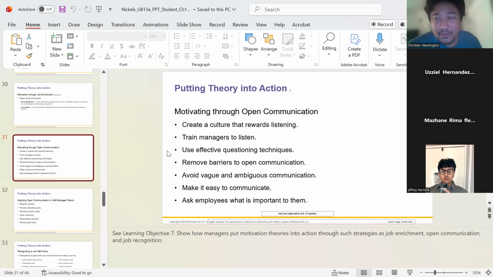Some people are not effective communicators. Talking a lot is not necessarily effective communication skills. Being quiet is obviously not effective either. It's getting information in and out and understanding each other, right? So removing barriers to open communication, avoid vague and ambiguous communication, right? Easy to communicate, ask employees what's important to them. All this is important, right?